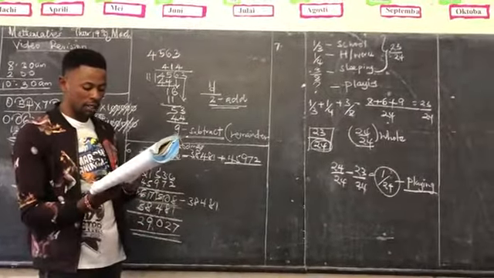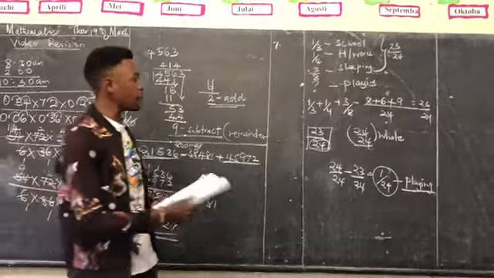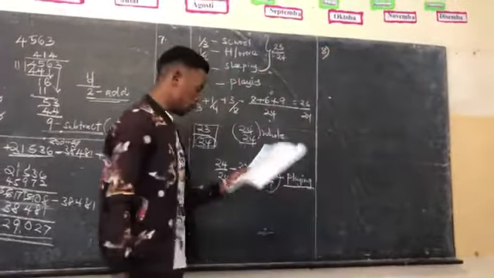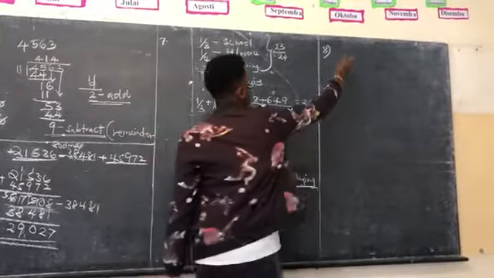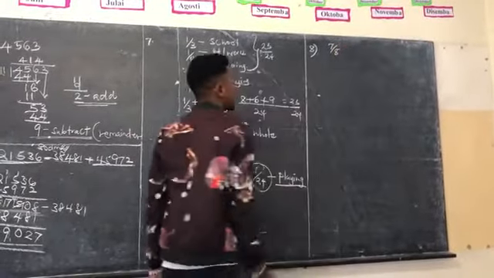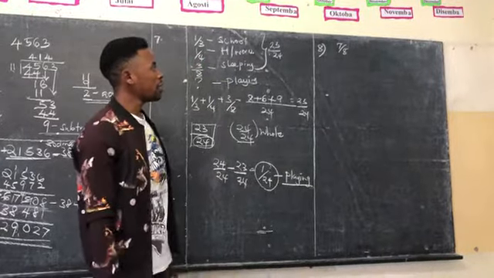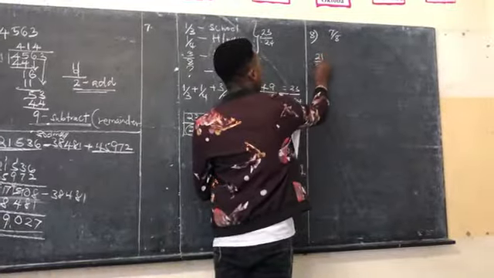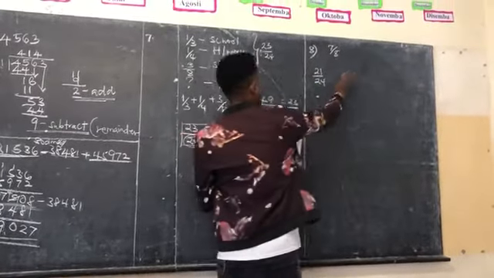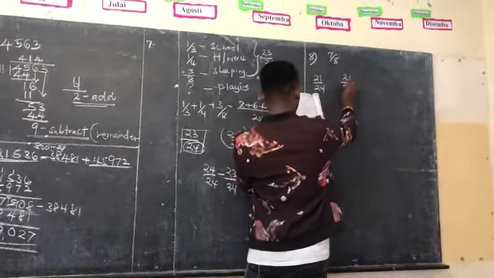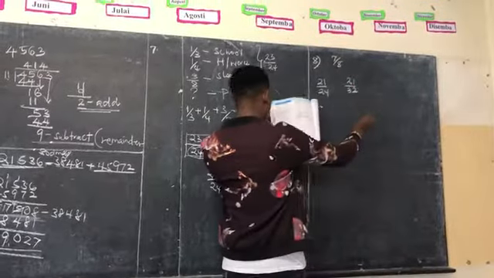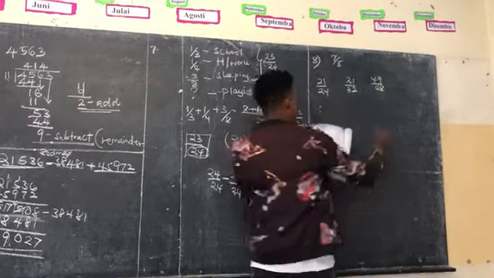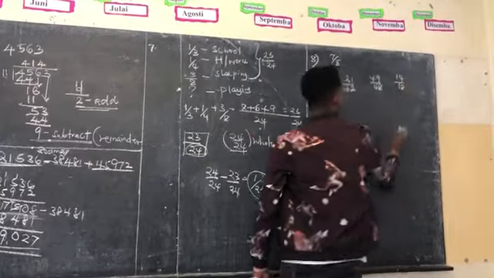Now, number 8. Which of the following is equal to 7/8? So you're trying to find an equivalent fraction of 7/8. From the given choices: 21/24, 21/32 as choice B, 49/48 as choice C, and 14/18 as choice D.